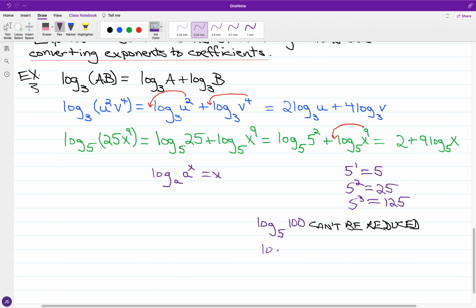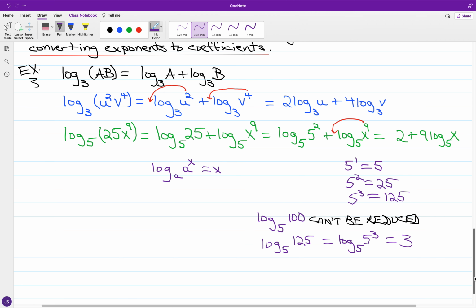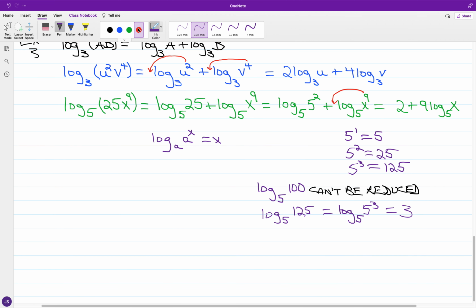But if I have the base 5 logarithm of 125, because 125 is 5 to the third, guess what? I have a perfect match. The base 5 logarithm of 5 to the third, the 5's will cancel out, and that is going to go to 3. All right.